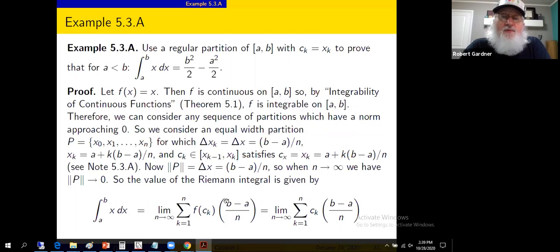As before, in fact, this is the same statement we had in the previous one. This time, f of x equals x. It's the identity function. So we plug c sub k in, we get c sub k out. So now we just need to evaluate this limit. There's a bit more involved expression for c sub k than we had before. Last time it was a constant. Here's what we get for c sub k.